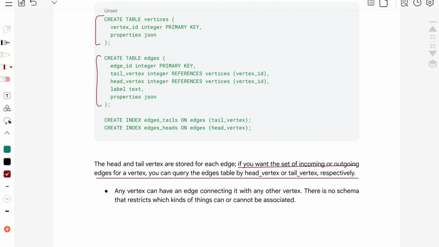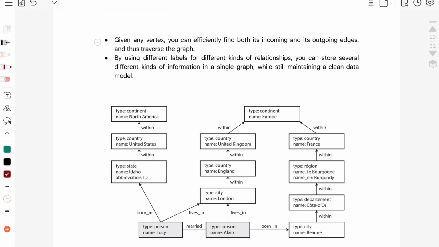Any vertex can have an edge connecting it with any other vertex. There is no schema that restricts which kind of things can or cannot be associated. Given any vertex, you can efficiently find both its incoming and outgoing edges and thus traverse the graph. By using different labels for different kinds of relationships, you can store several different kinds of information in a single graph while still maintaining a clean data model.